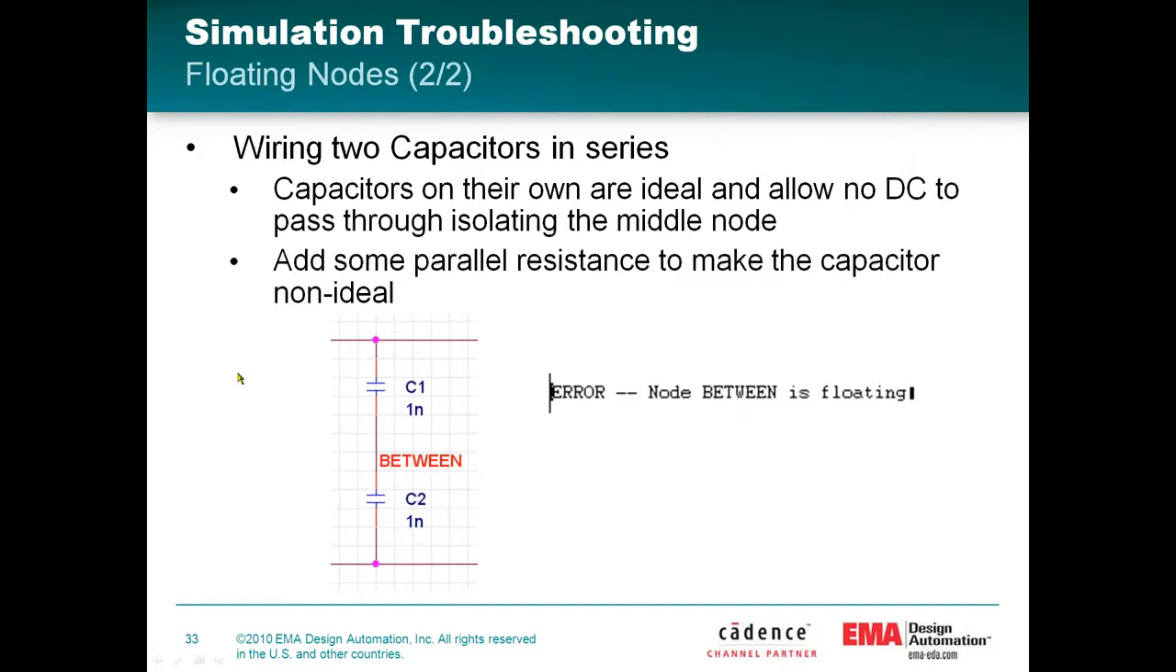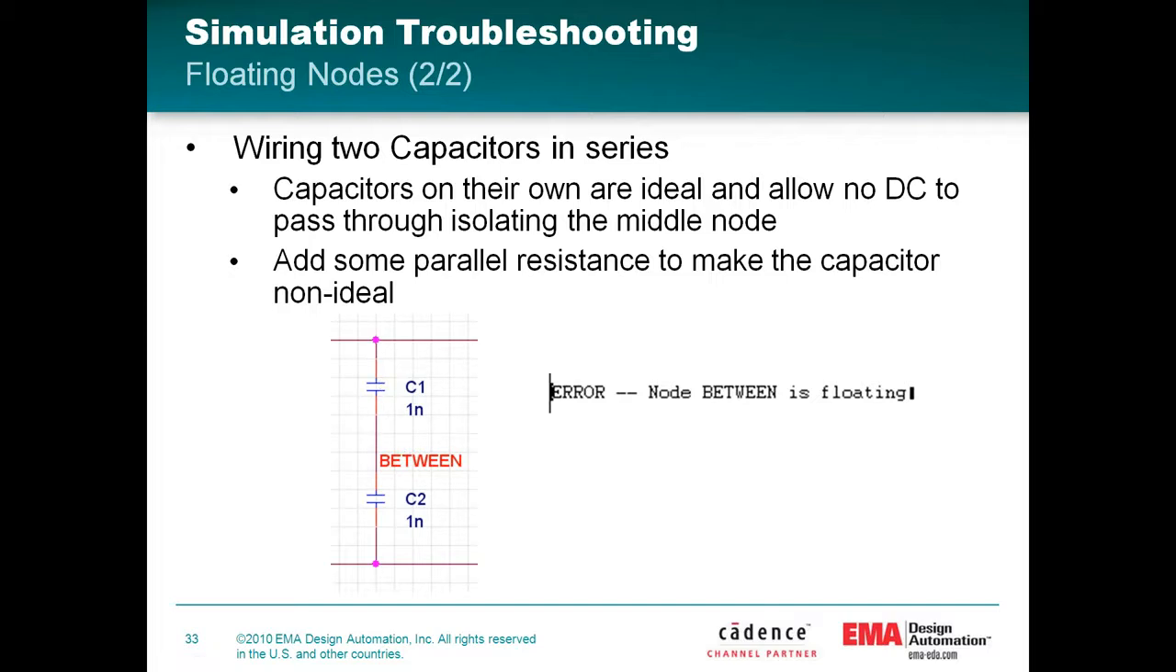Another common simulation issue is when you have two capacitors in series like this. Components like capacitors and inductors are basically ideal components, so they tend not to allow any DC to pass through. When you have a situation like this, it's easily resolved by putting a high value of parallel resistance in this particular circuit to provide some type of DC path through there, and that will alleviate the issue of having this particular center node in between these being isolated and floating.